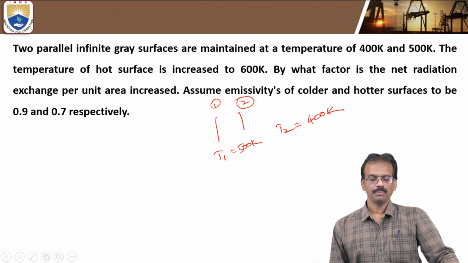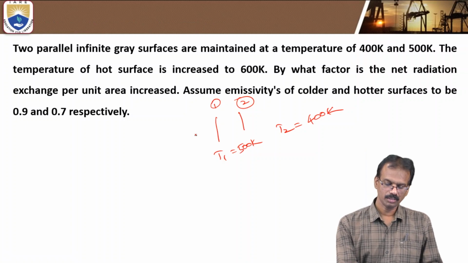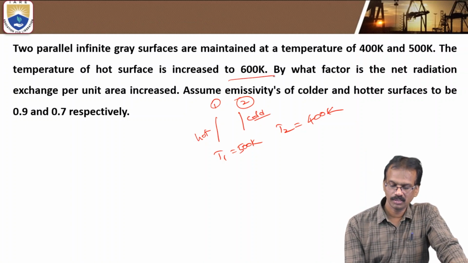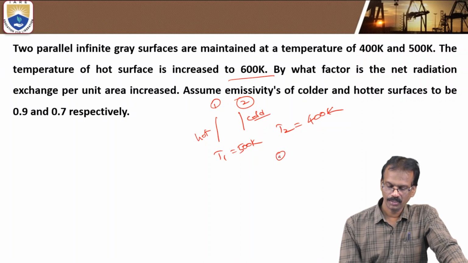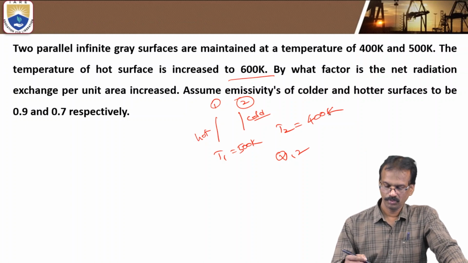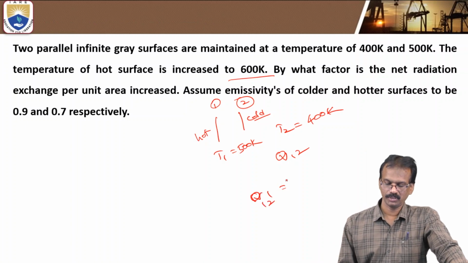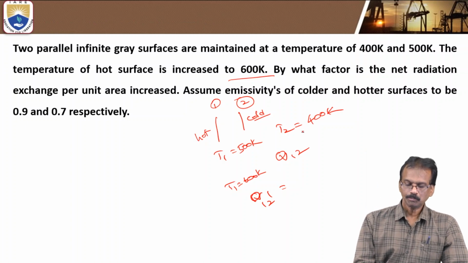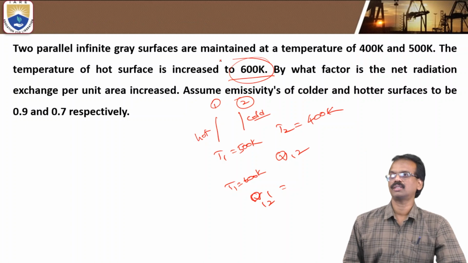Okay, so the temperature of the hot surface. Here we can consider this is the hot surface, this is the cold surface. Okay, so the temperature of the hot surface is increased. One more condition: first of all, you have to find out the Q12 based upon these temperatures. Then again you have to find out the Q12 dash, which means based upon the increased temperature. So T1 is equal to 600, T2 is equal to 400, same. It means the hot surface is increased to 600 Kelvin.